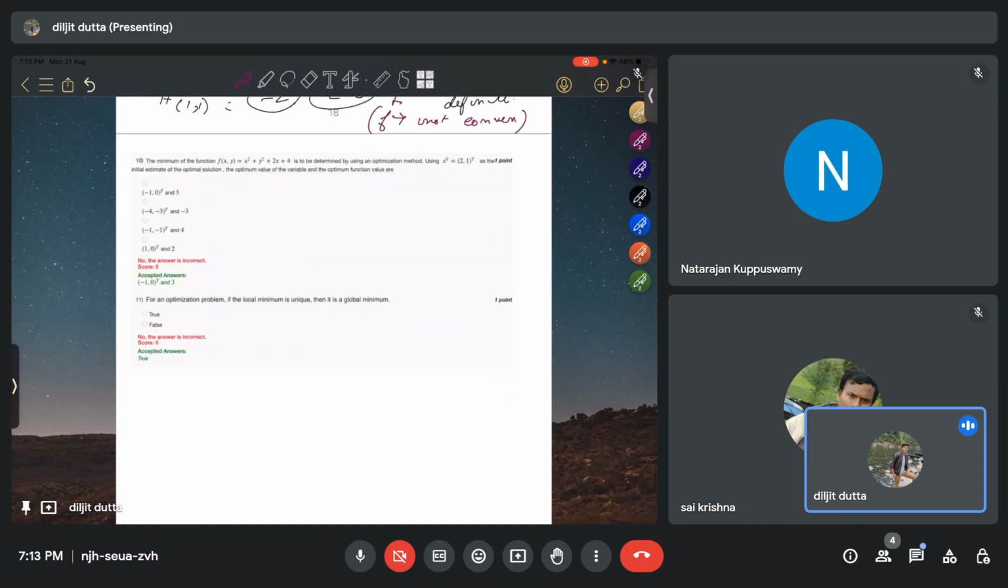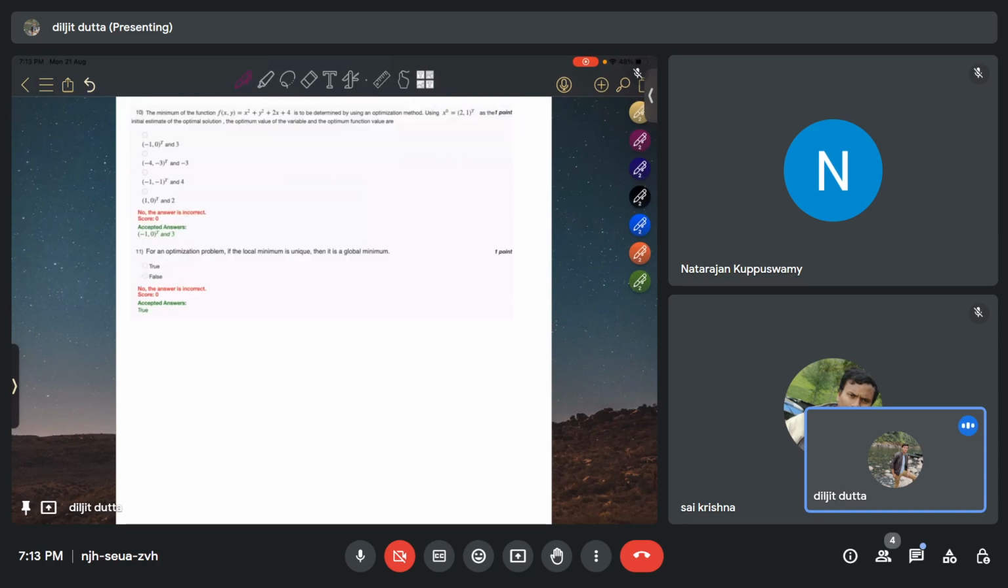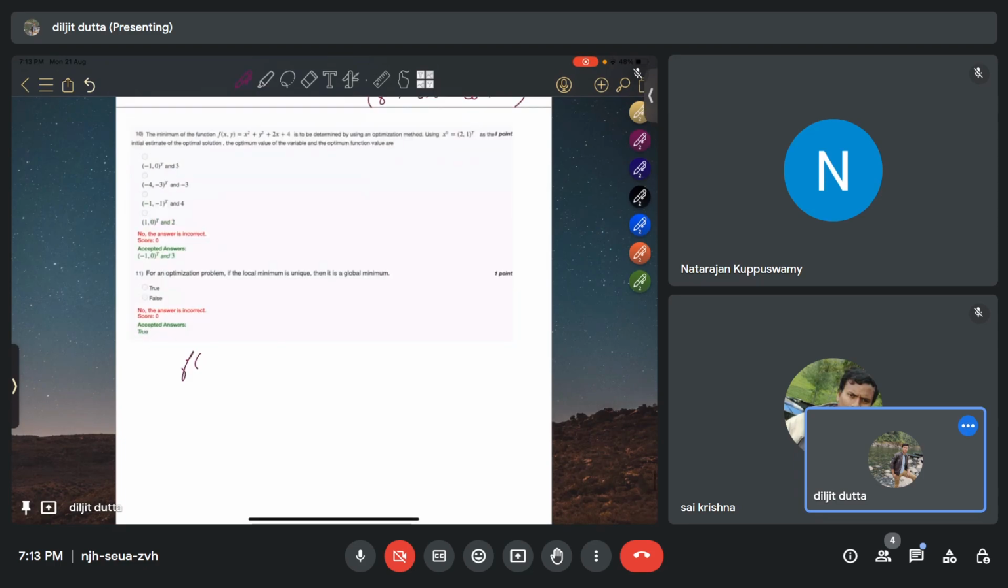So okay, let's proceed to the last problem for today. The minimum of the function f of x, which is x square plus y square plus 2x plus 4, is to be determined by using an optimization method, using x not equal to 2 comma 1 transpose as the initial estimate. The optimal value of the variable and the optimal function value are. So yeah, we'll do steepest descent again, since no method is mentioned specifically.